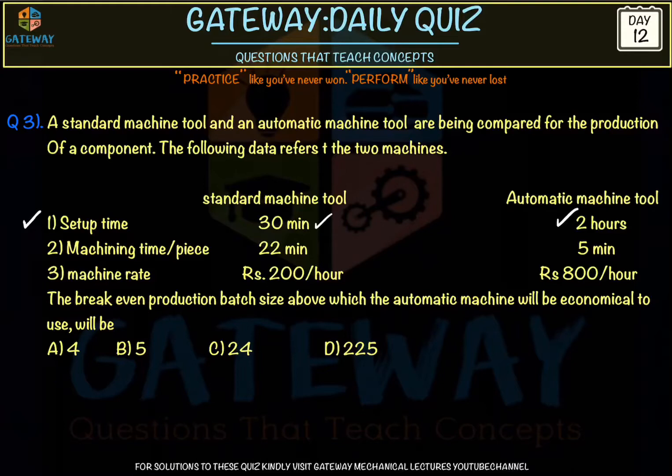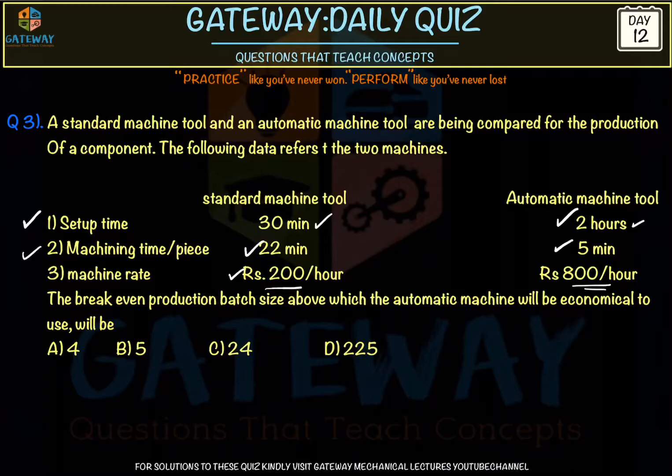After setting up, the machining time per piece on the standard machine is 22 minutes to produce one component. But in automatic, it is taking only 5 minutes. That is a very good thing. And the other thing is the machine rate. This is generally the amount we pay the operator for working per hour. Suppose he is setting up the machine, he took 30 minutes. Then for the 30 minutes, we need to pay 100 rupees, since it is 200 per hour. Here it is taking 2 hours, so we need to pay 1600 rupees for the same operator to set up an automatic machine tool.